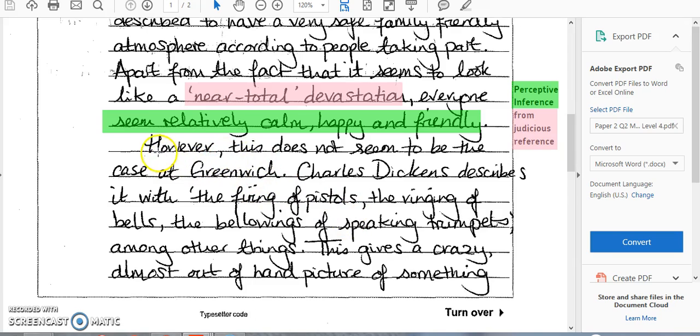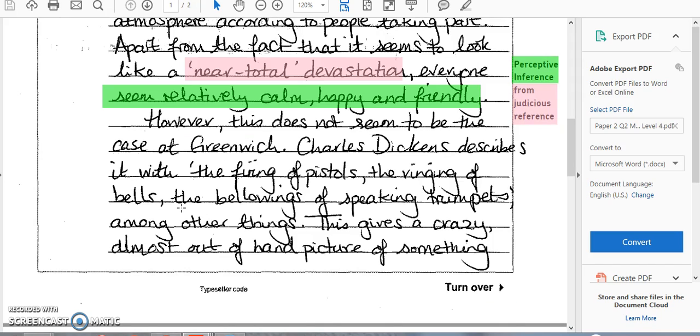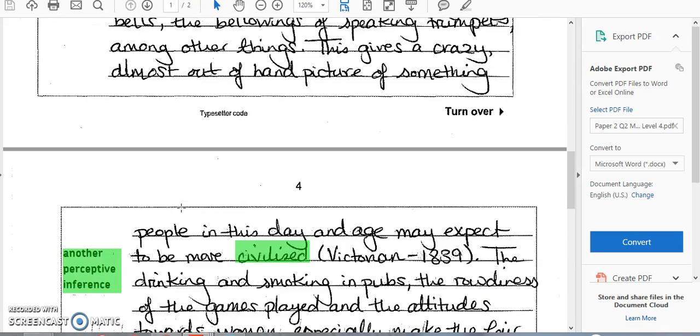And this is where the student does really well. However, this does not seem to be the case at Greenwich. Charles Dickens describes it with firing of pistols, ringing of bells, and the bellowing of speaking trumpets, among other things. This gives a crazy, almost out-of-hand picture of something people in this day and age may expect to be more civilised. So again, this is a really perceptive inference.